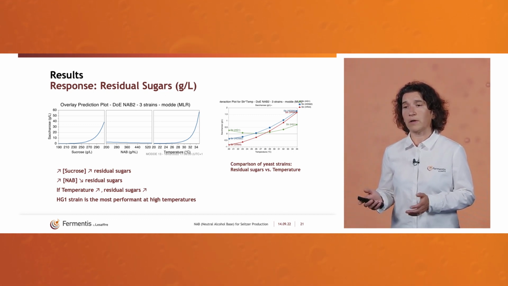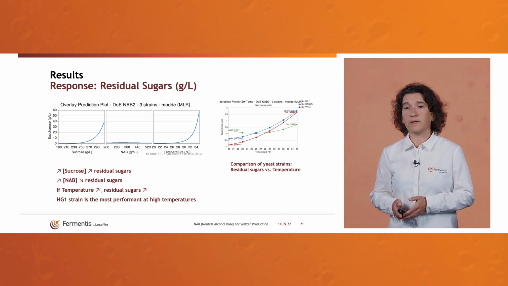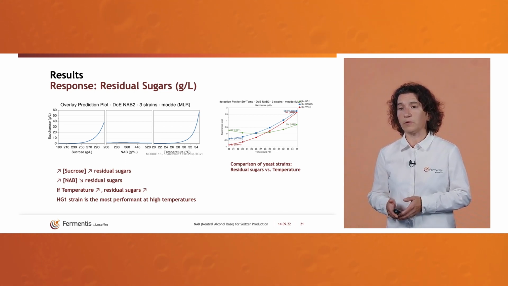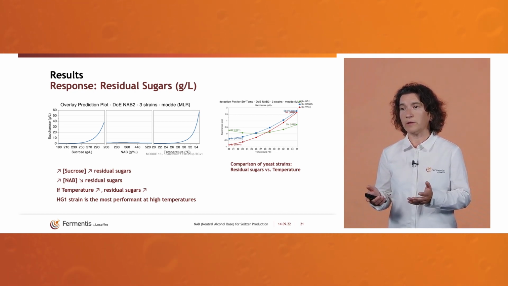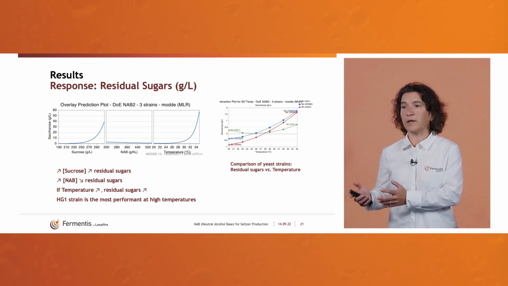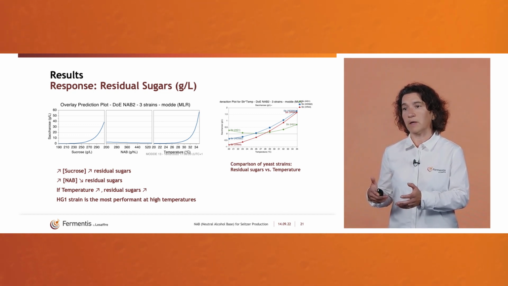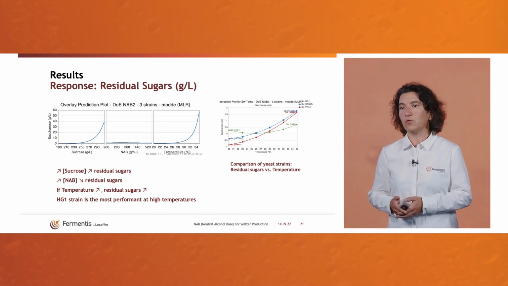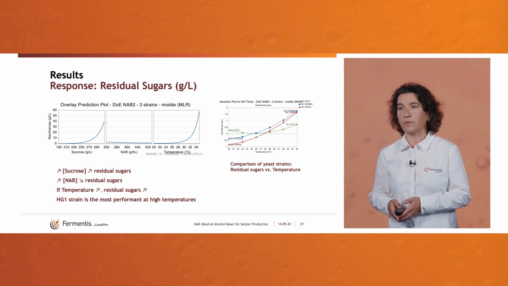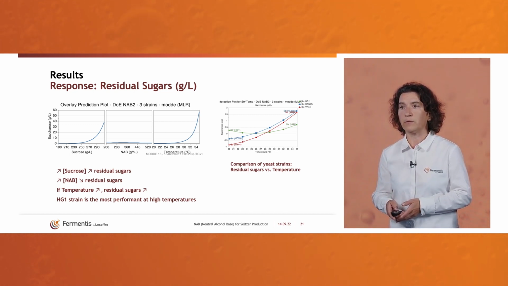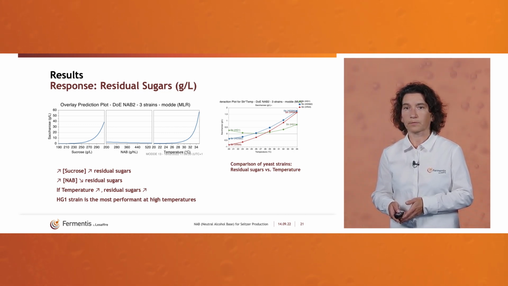And on the graph on the right, we can see that the AG1 strain is the most performant strain at high temperatures, because the residual sugar for the high temperature is low compared to the concentration of residual sugar we can obtain with the VR44 and the HDS62.